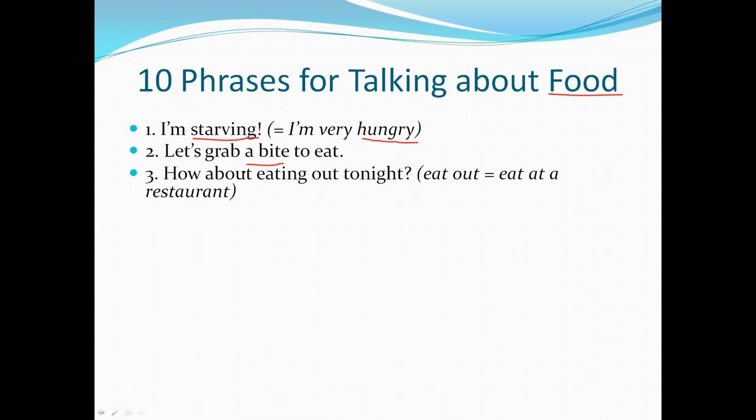Then next we have a question like this. You may ask your friends, how about eating out tonight? Eating out tonight means eating at a restaurant or at a hotel. Maybe you're planning to go outside tonight and eat at some hotel or restaurant. At that time you may ask like this, when you're planning with your friends to go out.